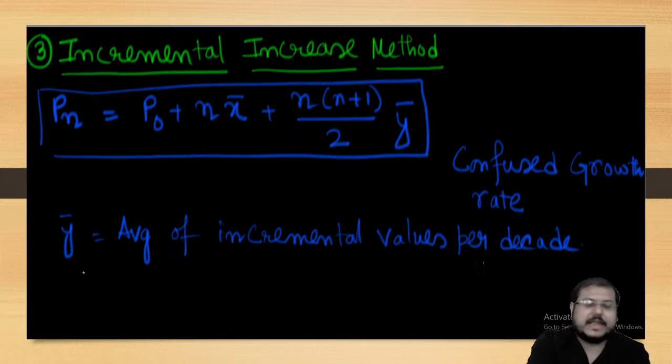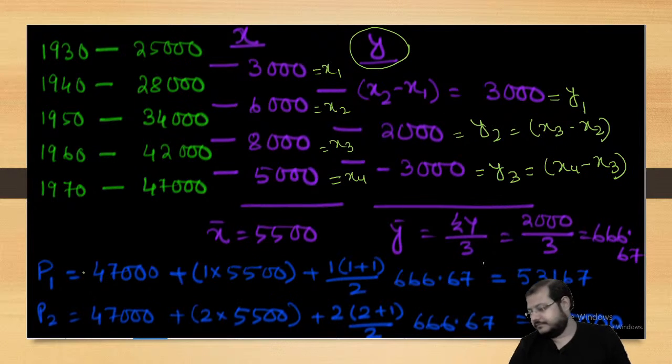P naught plus n x bar plus n into n plus 1 by 2 into y bar. Correct. So P1 is equal to 47,000, P naught, plus n into x bar plus n into n plus 1 by 2 into y bar. If you calculate, you will get 53,167. P2 is equal to 47,000 plus n2 into x bar 5,500 plus 2 into 2 plus 1 by 2 into 666.67, which gives 60,000. So eventually, these are the P1, P2 values, correct?